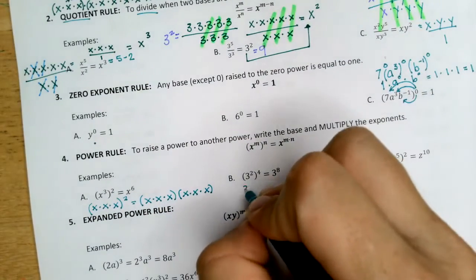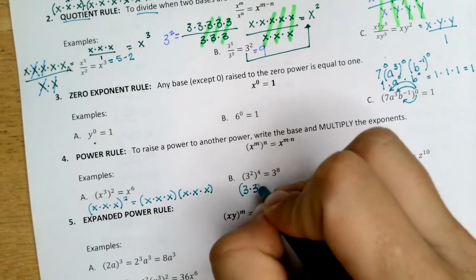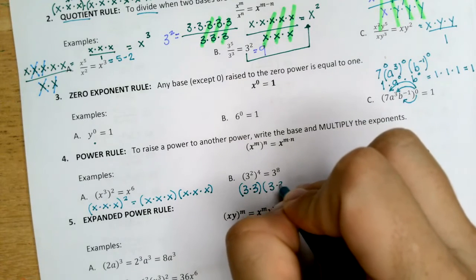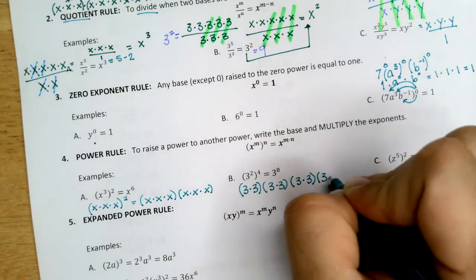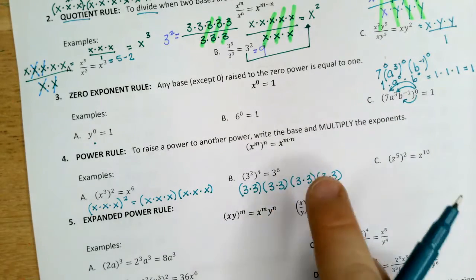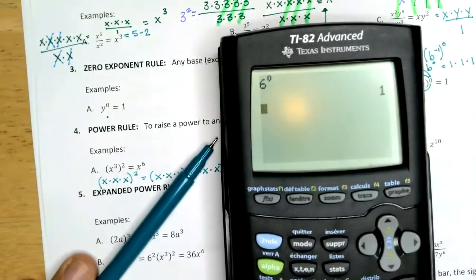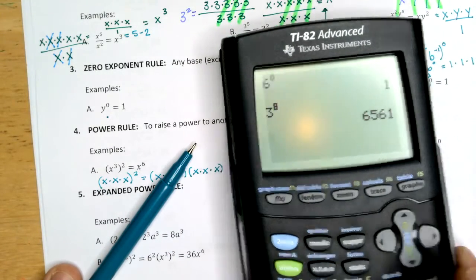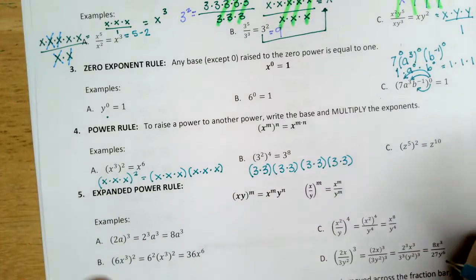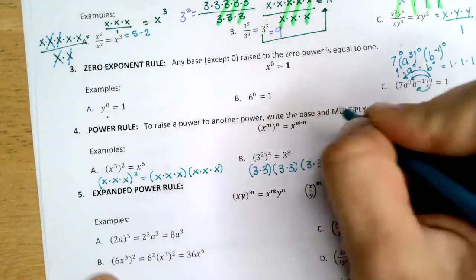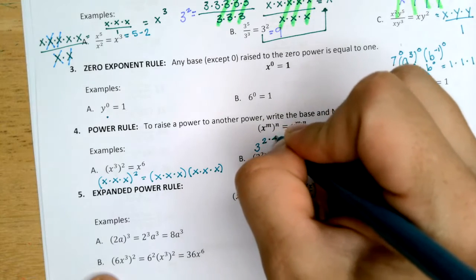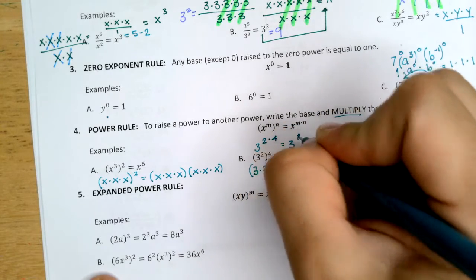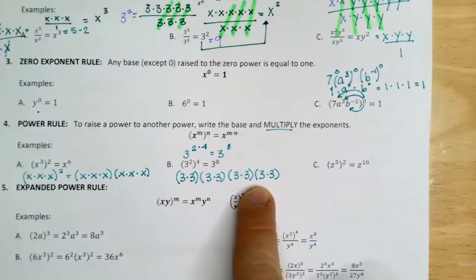We have 3 squared 4 times. How many 3's do I have in all? I have 8 3's in all, so 3 to the 8th is 6,561. Good. All right, and another way is to multiply. So 3 to the power of 2 times 4, which is 3 to the 8th, or count them all out.